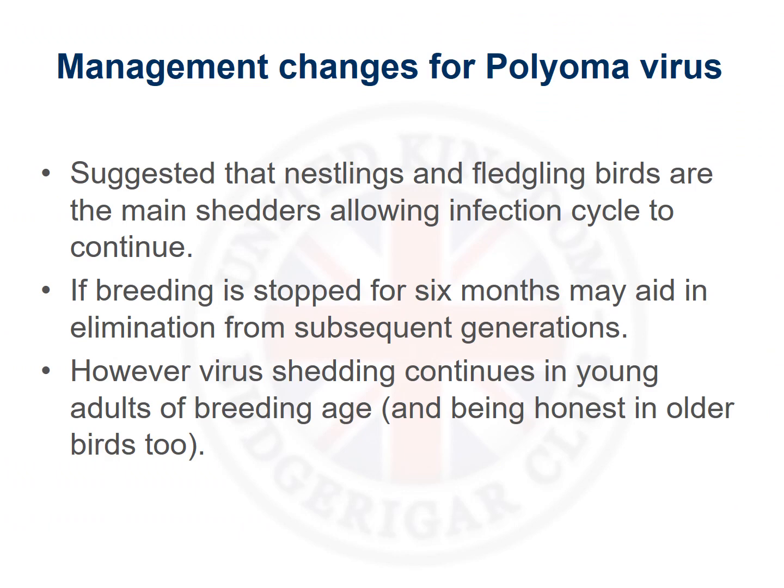And we know, if we're looking at this from a specific point of view, we know it is fledglings and nestlings that are shedding this, that allow the infection cycle to continue. And this is where this sort of stop breeding comes in, because you're trying to reduce that shedding of polyomavirus due to the stress of rearing. We do see it continuing in adults of breeding age, and we also do see it in adults that are older than that as well, but it's the babies that we're mostly concerned with here.